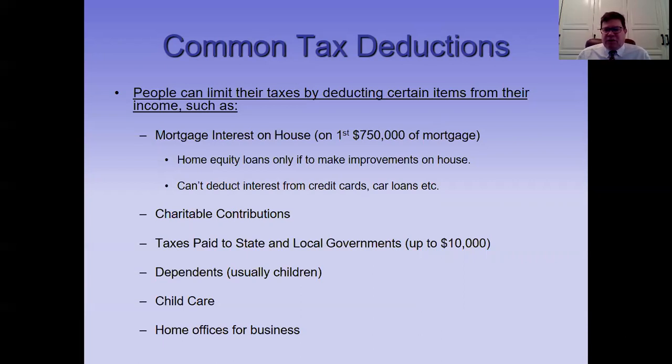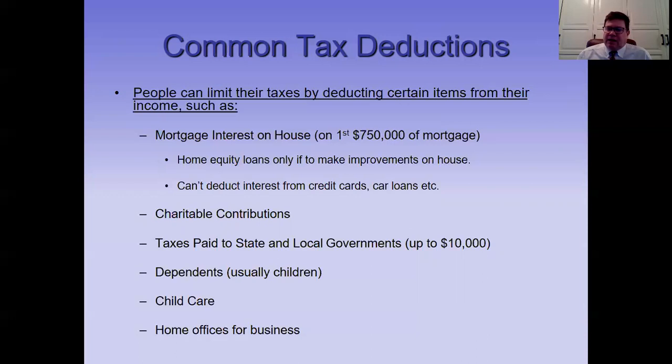And the other thing is, we do have a lot of other stuff in life which we pay interest on, like credit cards and car loans, and none of that is deductible, but mortgage interest is. The other thing I should mention that's on here as well is student loan interest is deductible as well for people. One of the things that's very big is charitable contribution deductions.